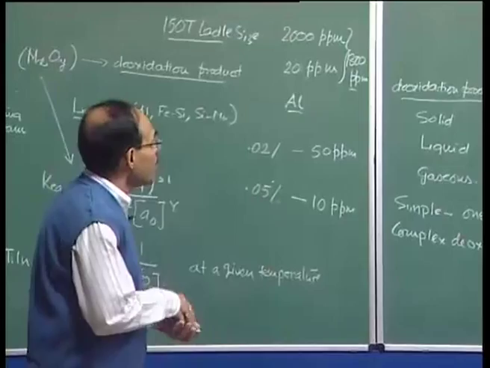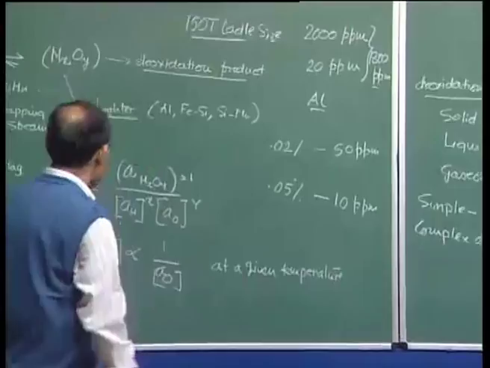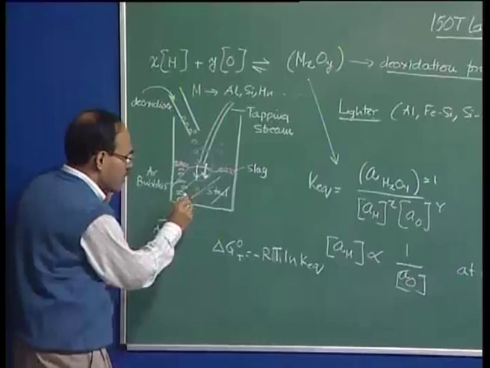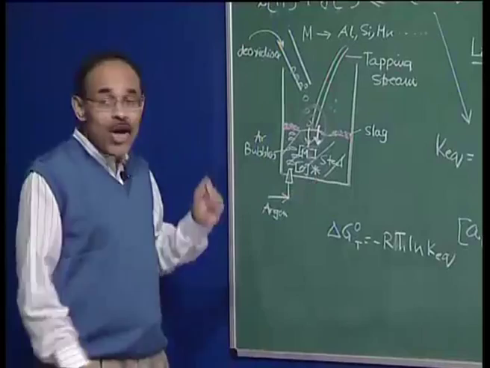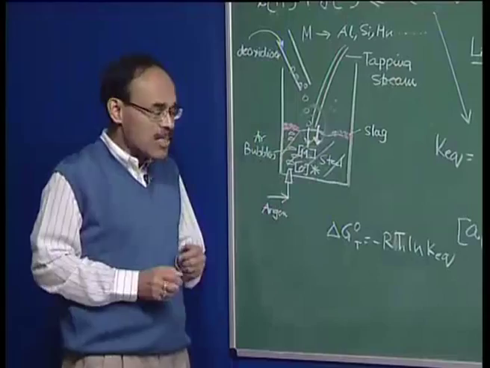Now, coming back to the deoxidation product again, as I have mentioned, where are the deoxidation products forming? Be it liquid, solid or gas, they are going to be forming in the bulk of the liquid, because it is here that the metal is going to come in contact with oxygen, and it is here the deoxidation product is going to be formed. So, we do not want these deoxidation products to be entrapped in the molten steel itself.